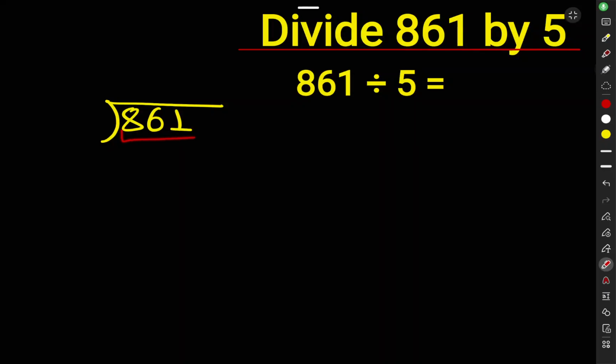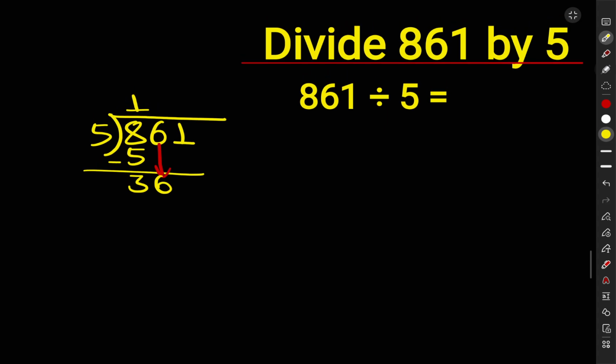Divide 861 by 5 in long division method. 5 times 1 is 5. On subtracting we get 3. So now we put down this 6 and it is 36.